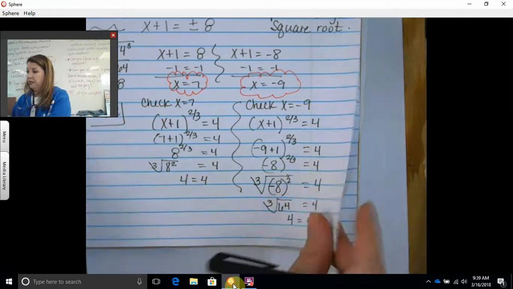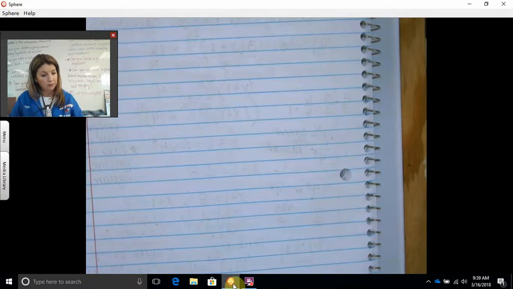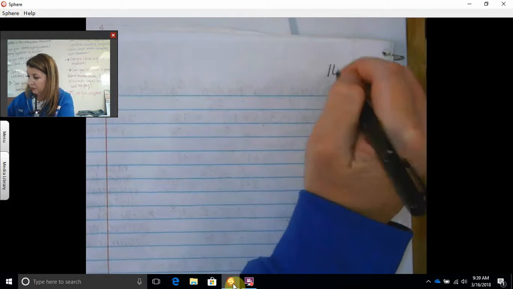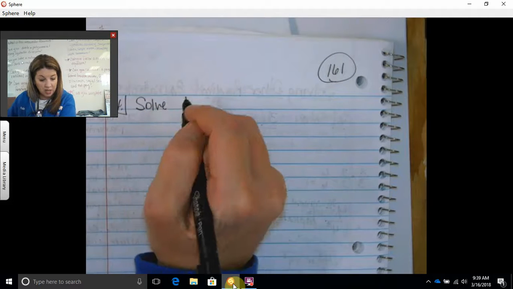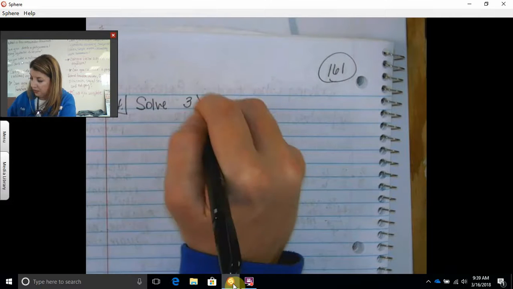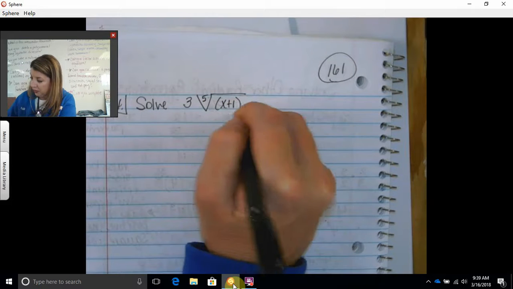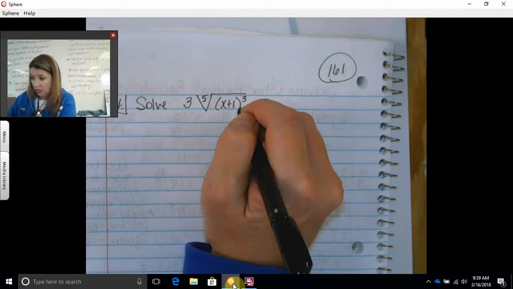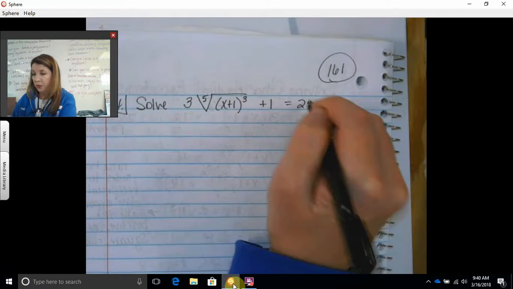Right, page 161. I have 3 more examples for you. We're going to solve 3 times the 5th root of x plus 1 quantity cubed. We have a plus 1 that's not under the radical, and we're setting it equal to 25.